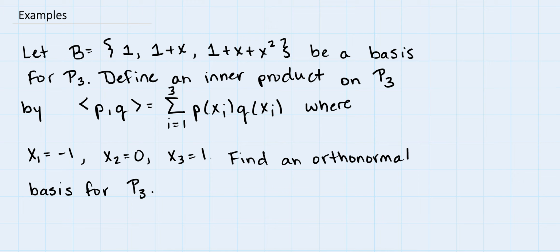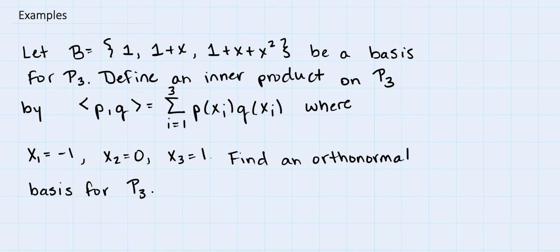We're going to look at one more example. It says, let B be the basis 1, 1 plus x, 1 plus x plus x squared for P3, which is the polynomials of degree 2 or less. And we want to define an inner product on this space, P3, by the following. If we have P and Q, two polynomials in P3, the inner product is the sum of P of xi times Q of xi, where i runs from 1 to 3, and x1 is -1, x2 is 0, and x3 is 1. We want to find an orthonormal basis for P3.